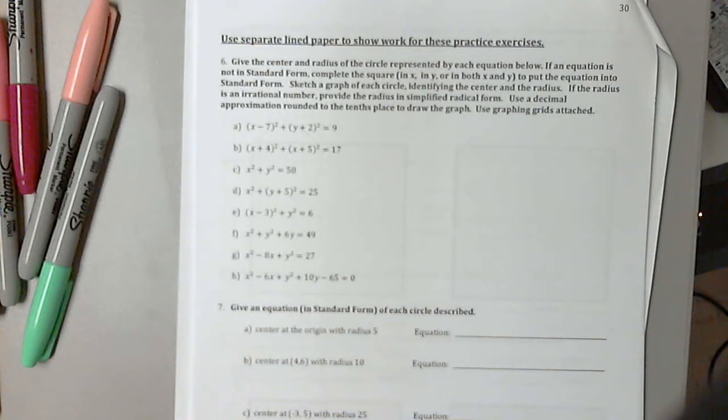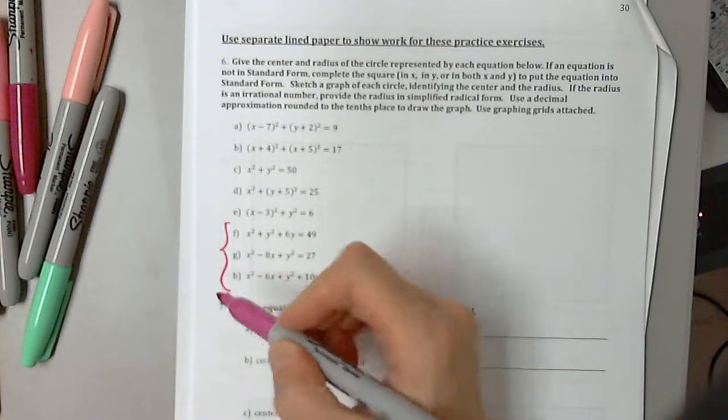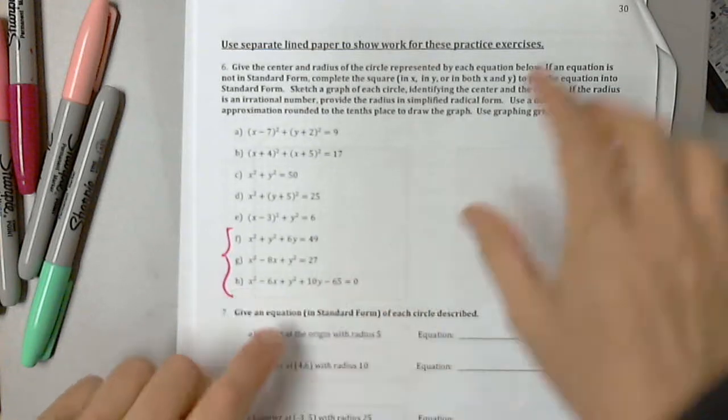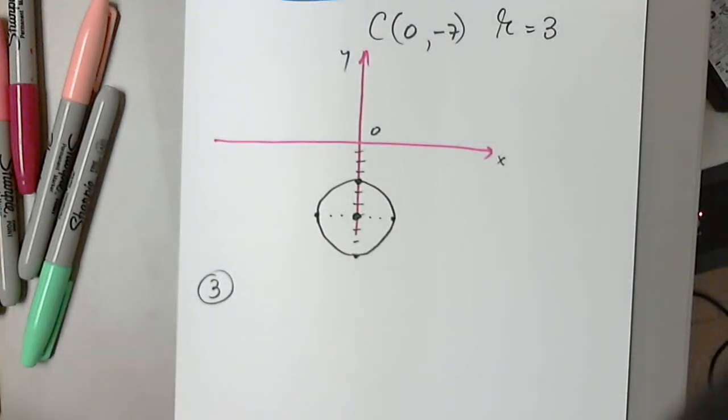So this is the third type. On page 30, the last 3. Please choose. Because you're going to have to work on the other ones. You want to work on h. Very good. Let's do that.